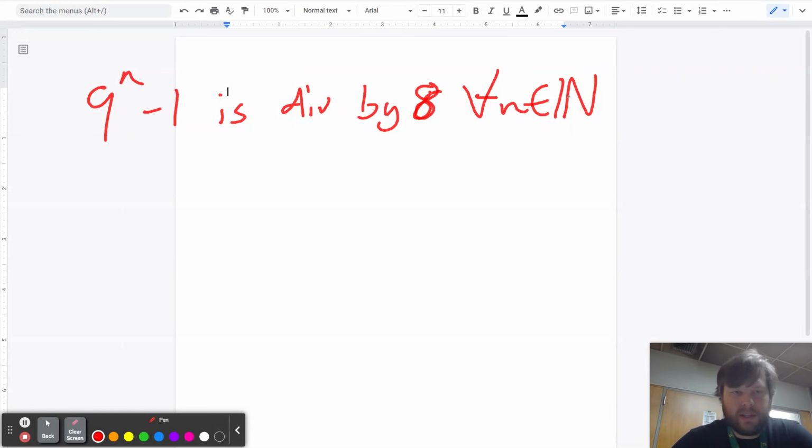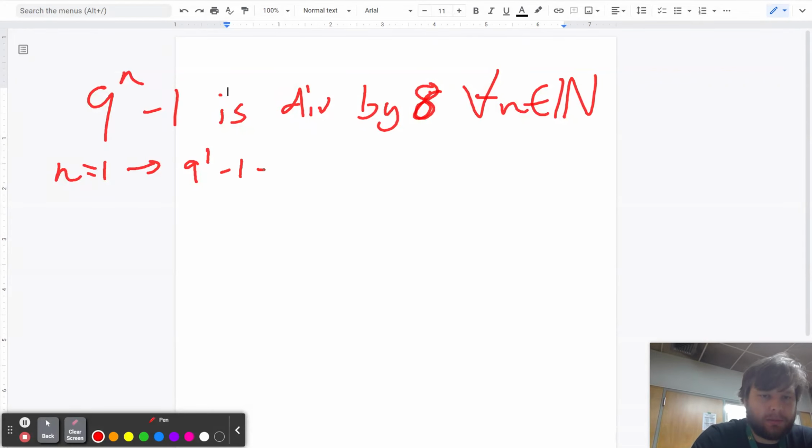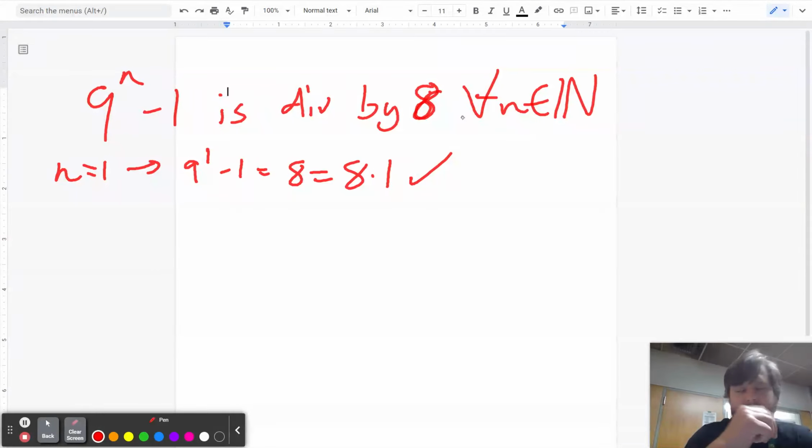Okay, great. So first we plug in n equals 1, and we get 9^1 - 1, which is equal to 8, which is equal to 8 times 1. So it's definitely divisible by 8 because I showed that it was 8 times another integer.